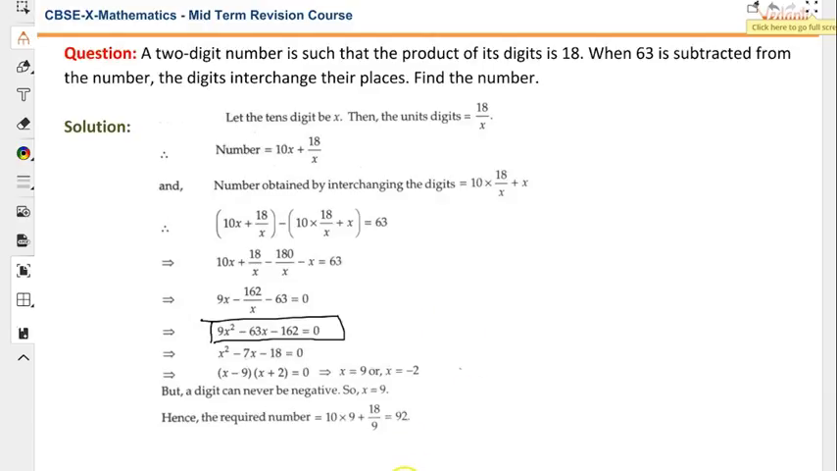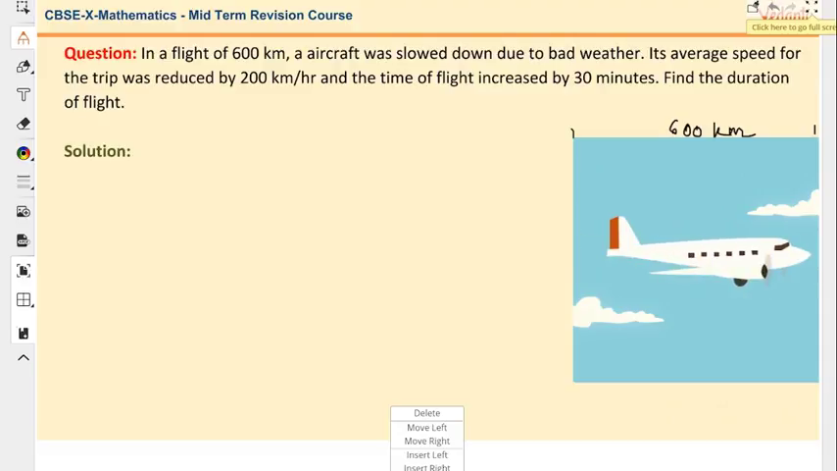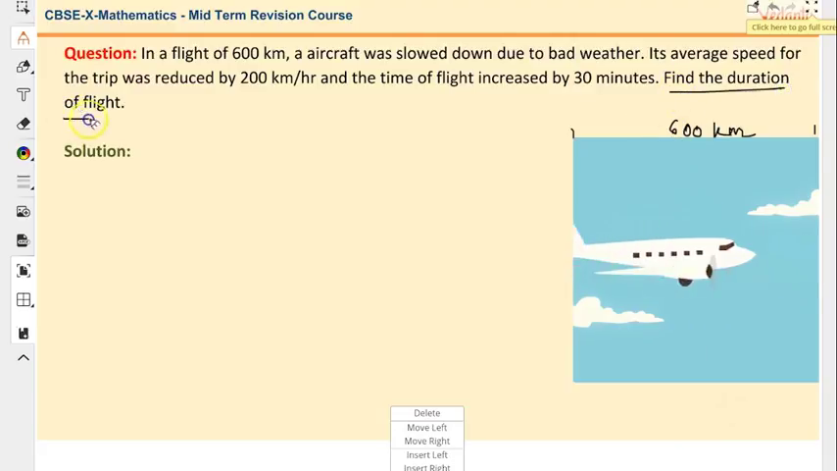So let me go to the next question. Next question is, in a flight of 600 kilometers, an aircraft was slowed down due to bad weather. Its average speed for the trip was reduced by 200 km per hour and the time of flight increased by 30 minutes. So some situation happened due to which the speed was reduced, so the time increased, of course. Find the duration of the flight. They are asking what is the time duration of this flight.